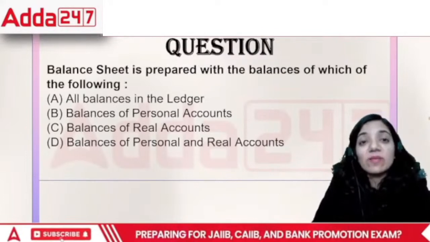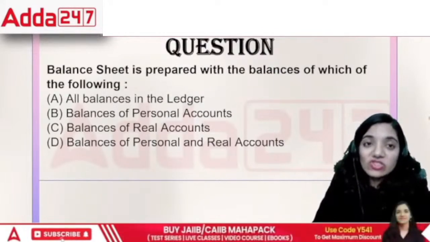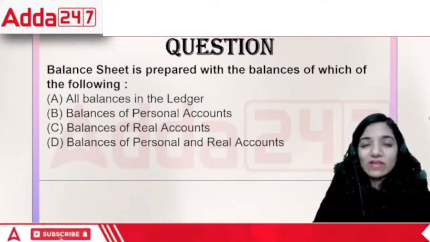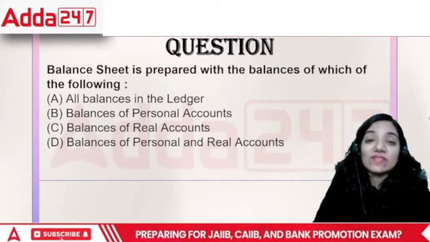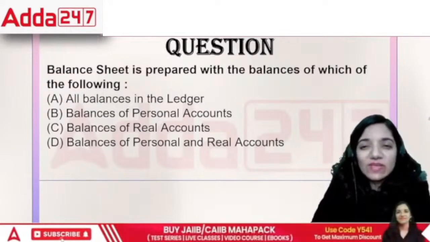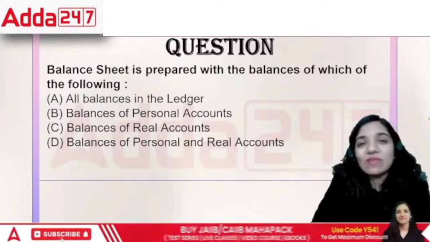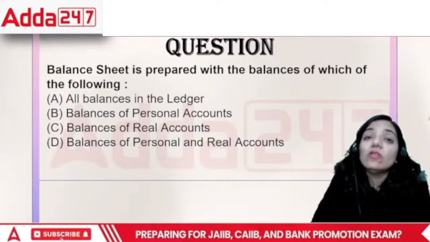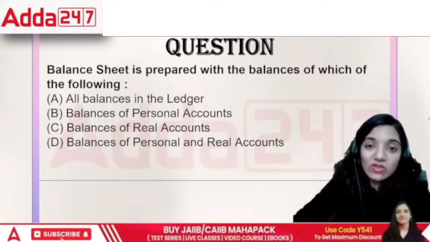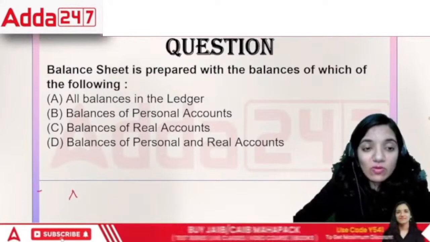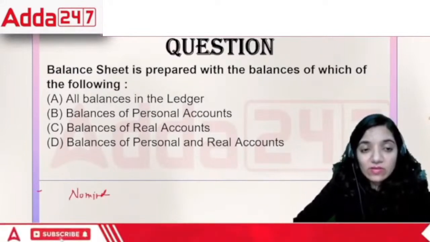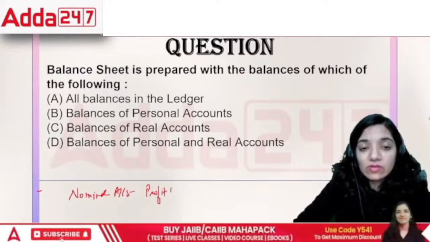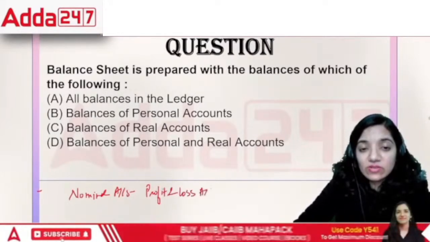Then comes the next point. Balance sheet is prepared with the balances of which of the following? All balances in the ledger, balances of personal accounts, balances of real accounts, or balances of real and personal accounts? See, the balance sheet clearly records assets, liabilities and the capital account. Does this mean that it records the expenses and incomes? No. All the nominal accounts go into the profit and loss account. That means for all the nominal accounts, we prepare the profit and loss account.